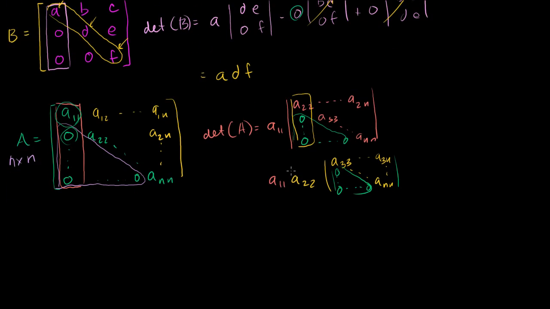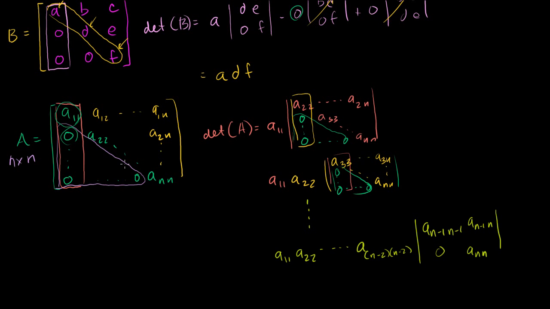If you just keep following this pattern over again, now you're going to have the determinant of this is A33 times its submatrix, and every time the submatrix is getting smaller and smaller, you will eventually get to A11 times A22 times all the way to A(n-2) times a 2 by 2 matrix over here. That's just going to be A(n-1), n-1, A(n-1), n, and then you're going to have a 0 right here. So it's just the bottom right-hand corner of our original matrix that you're going to be left with.